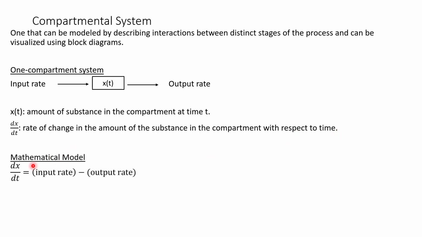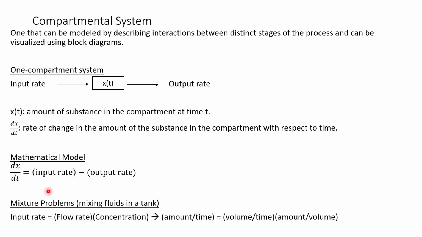So our mathematical model would look like the following. The rate of change, or the derivative of x with respect to t, is going to be our input rate minus our output rate. For mixture problems, a lot of times we might be mixing fluids in a tank or other substances, and you end up having the following calculations. Your input rate is your flow rate times the concentration. That ends up looking like amount over time. The flow rate is a volume over time, and the concentration is an amount over a volume.